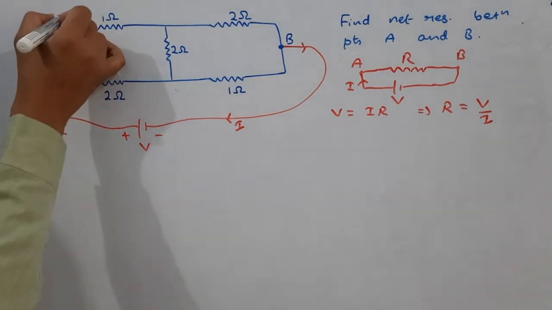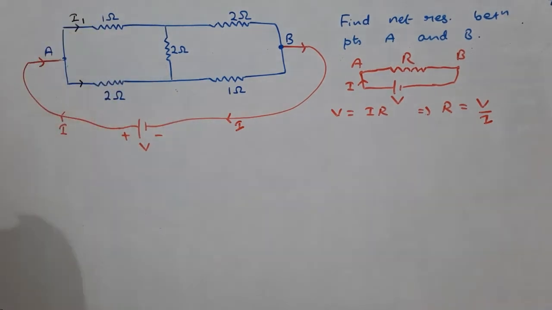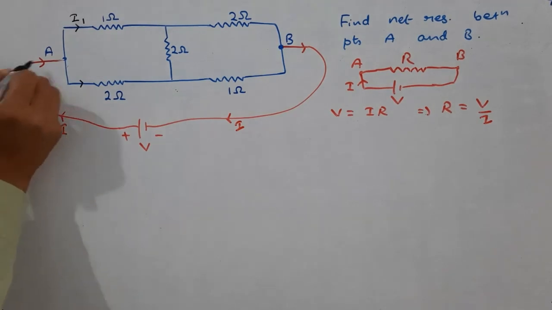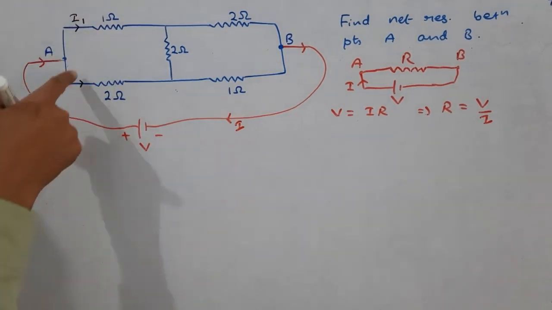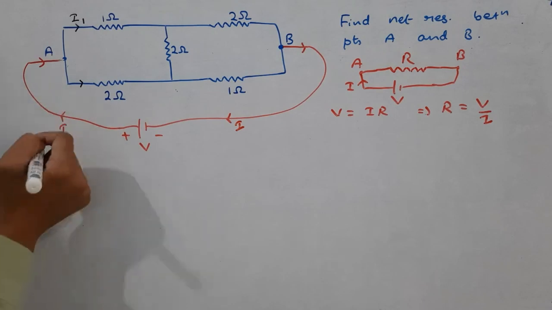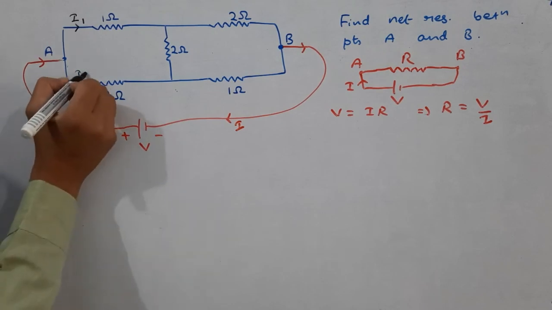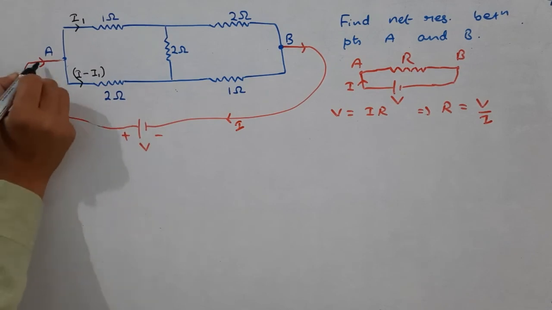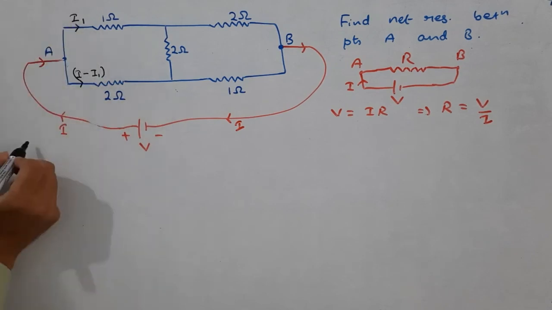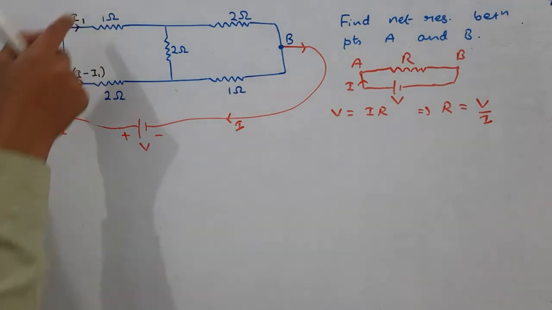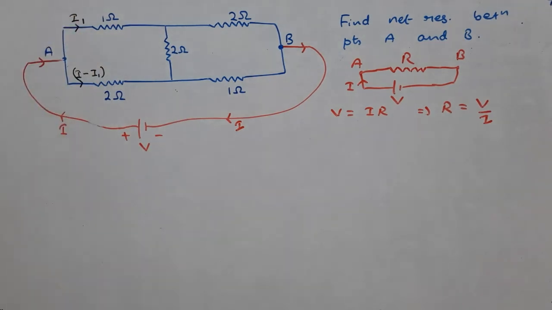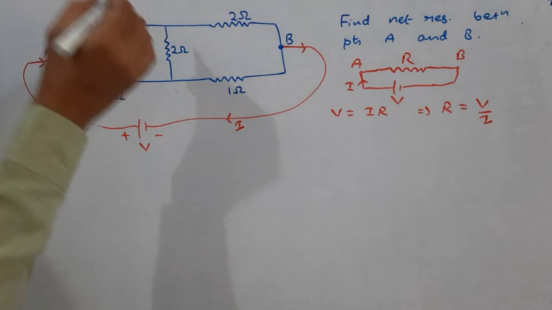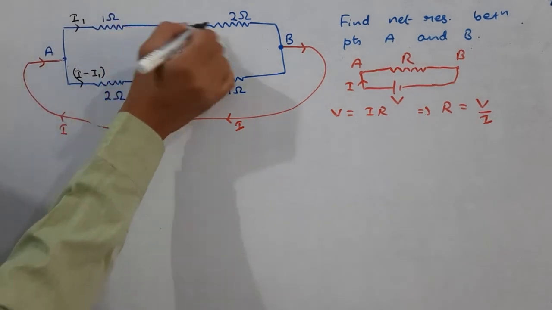So let the current through this arm be I1. Now see, students, out of current I, I1 has flown through 1 ohm. How much will remain? It will be I minus I1. Let me repeat again. There was total current I. Out of it, I1 has flown through 1 ohm. The remaining, that is I minus I1, will flow through 2 ohm. Okay. Now here it becomes very complicated. Now what will happen here, we don't know.